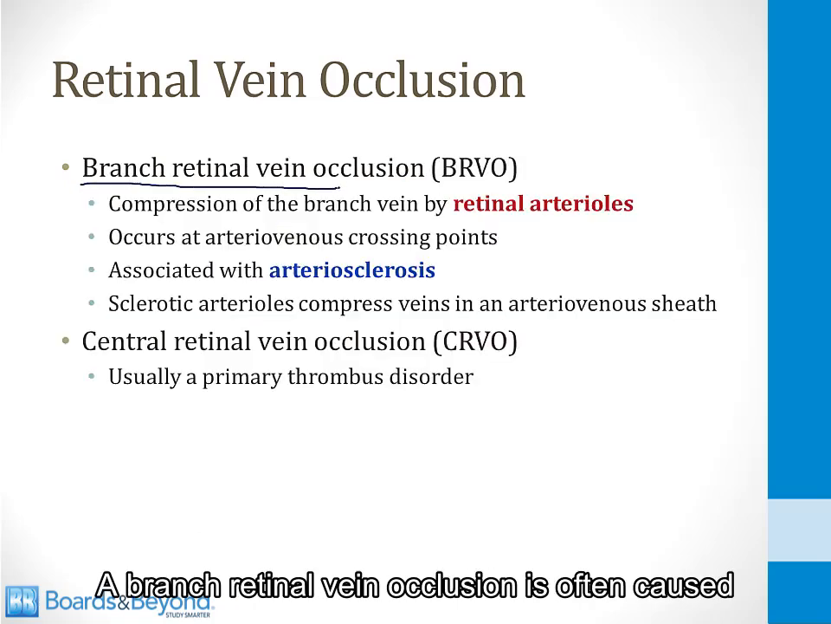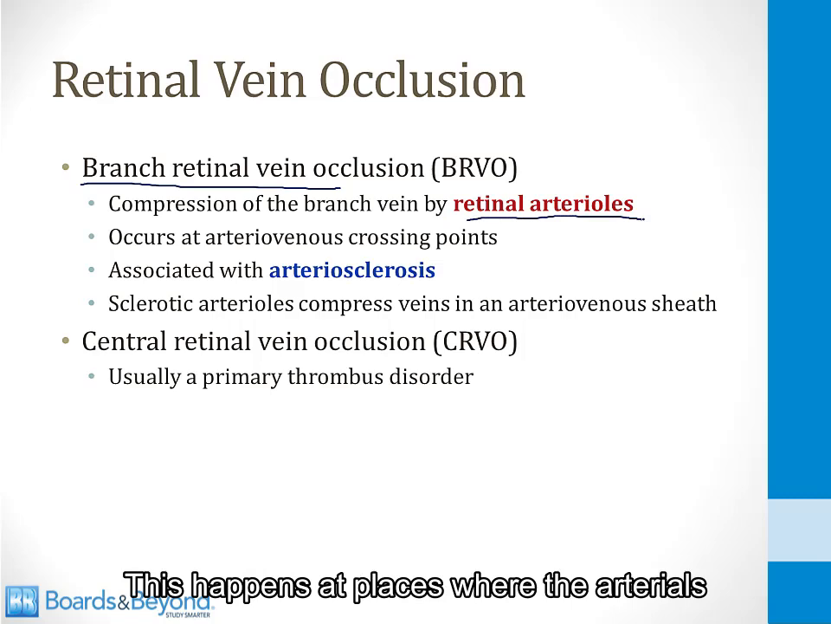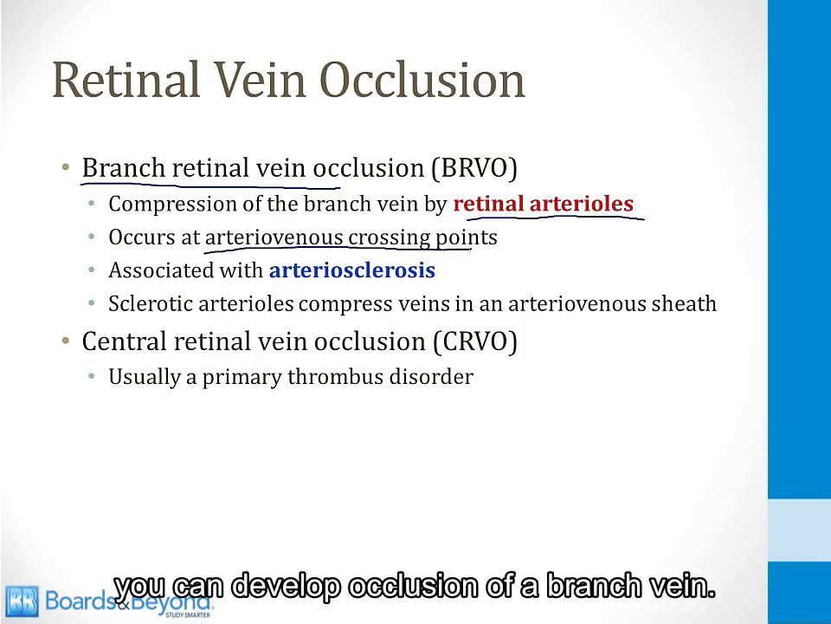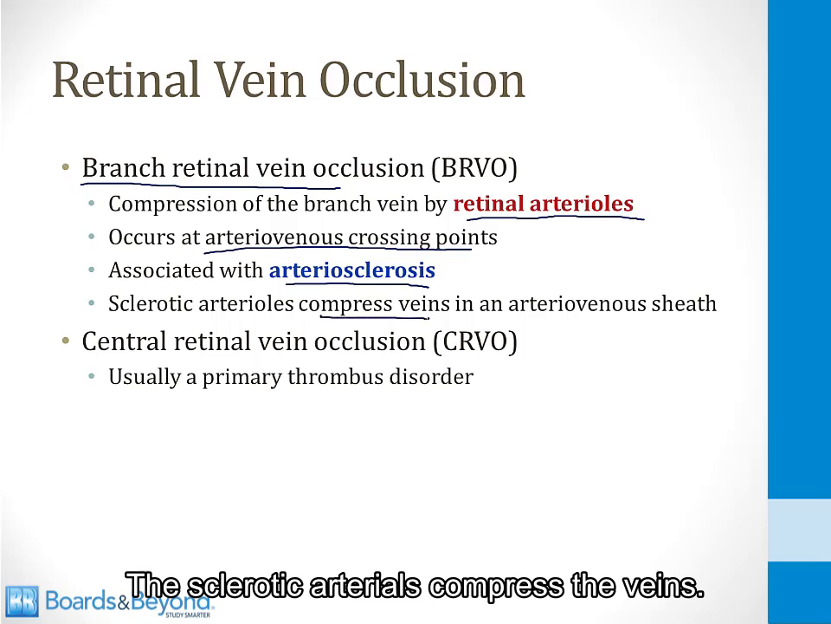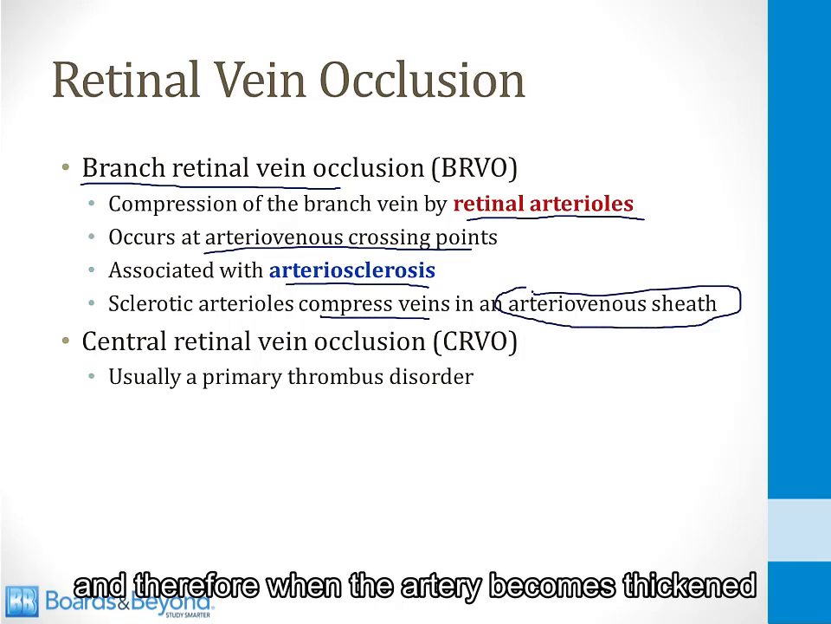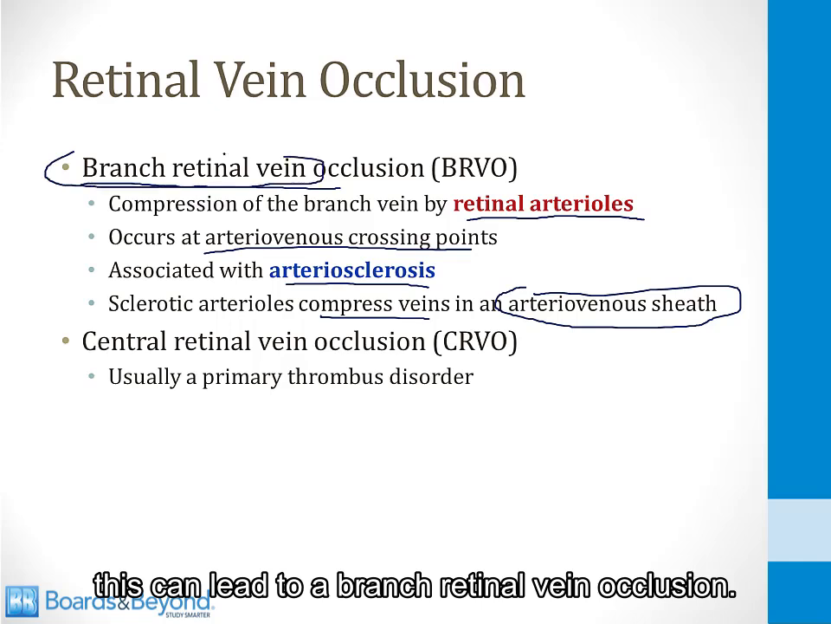A branch retinal vein occlusion is often caused by compression of the branch vein by retinal arterioles. This happens at places where the arterioles cross the veins. At these arteriovenous crossing points, you can develop occlusion of a branch vein. This often happens in the setting of arteriosclerosis. The sclerotic arterioles compress the veins. This is because they run together in a common sheath, and therefore when the artery becomes thickened, it can compress the vein. This can lead to a branch retinal vein occlusion.